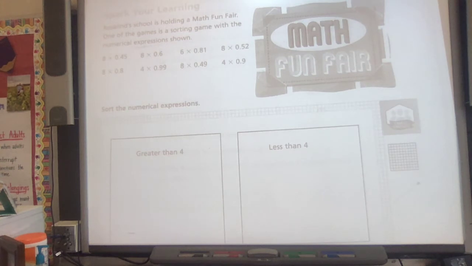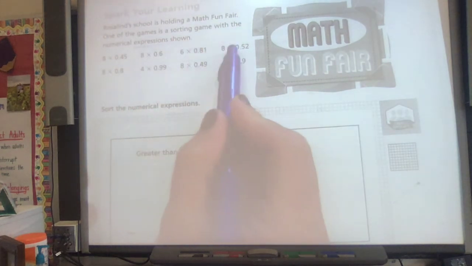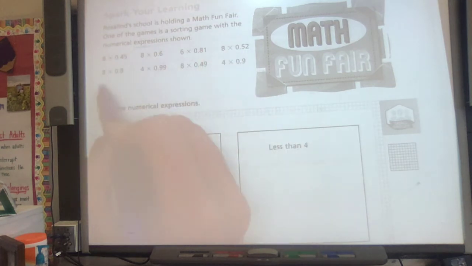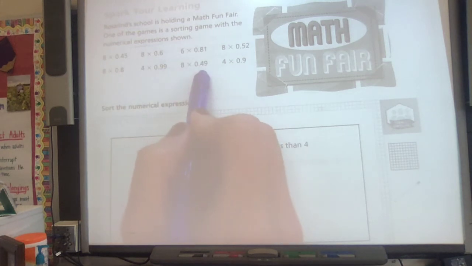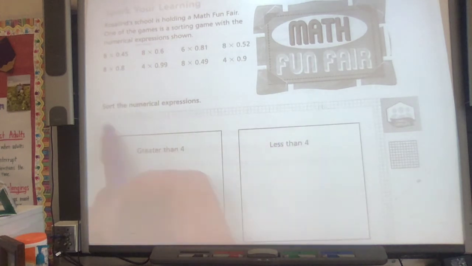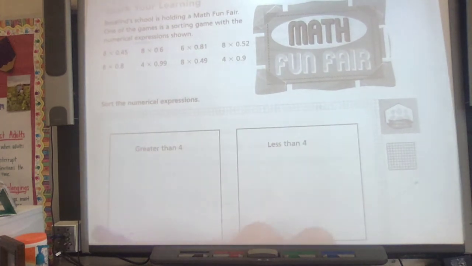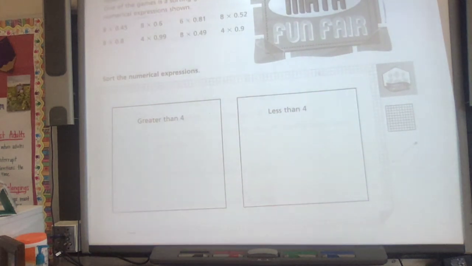Okay. So we have 8 times 45 hundredths, 8 times 6/10, 6 times 81 hundredths, 8 times 52 hundredths, 8 times 8/10, 4 times 99 hundredths, 8 times 49 hundredths, 4 times 9/10. Okay, and your job is to sort them. So again, we're talking about reasonableness. What is reasonable? What would make sense? So we have, are they greater than 4 or are they less than 4?